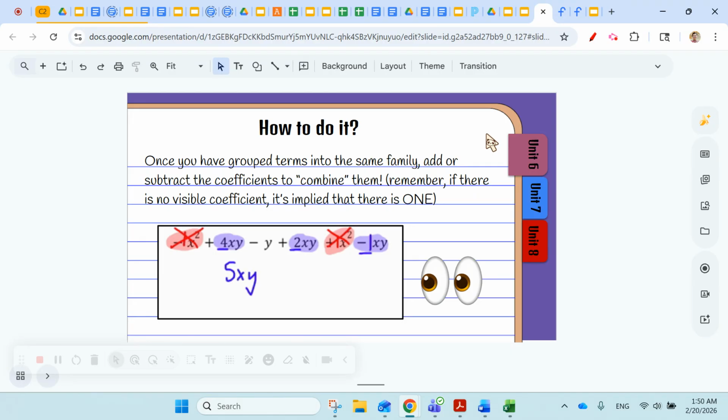5 xy's. There's one more group. That's this y. But there's nothing for me to combine that with, so it's just minus y. I'm just going to tack that on at the end, and that is my answer. I would much rather solve 5xy minus y than that big long problem up top. We're shortening it down. We are condensing our equation or expression so that it is easier to work with.